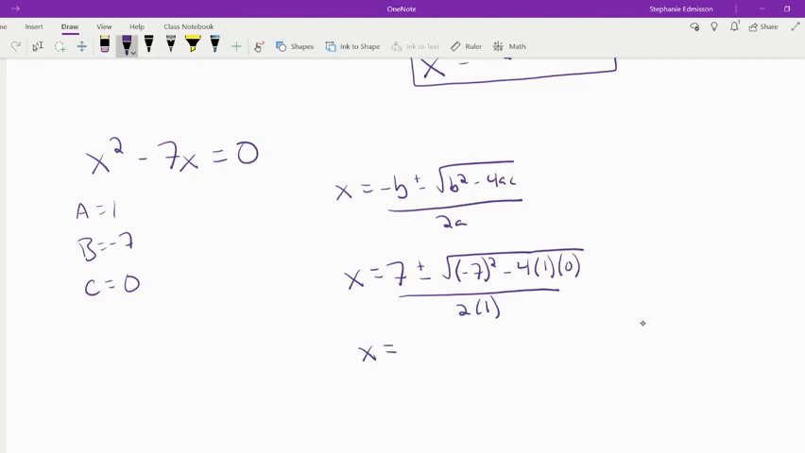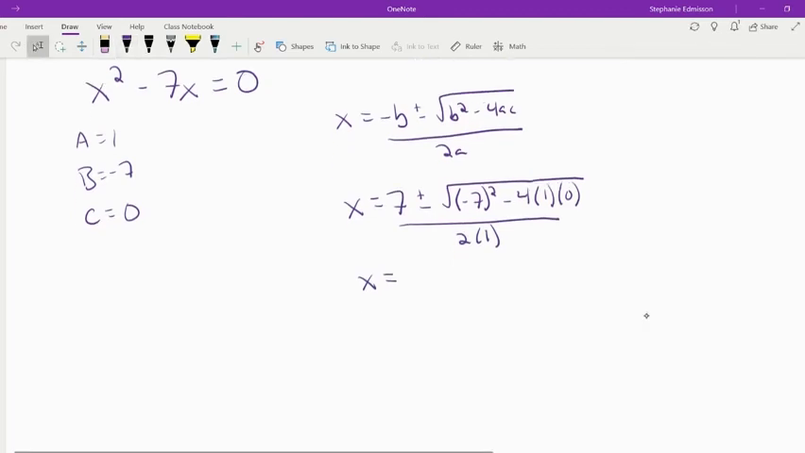Okay, so then I'm going to get x equals 7 plus or minus the square root of negative 7 times the negative 7 is 49. And then here, anything times 0 is always 0. So this is going to be minus 0, which I'm not going to write, over 2. Now this 49, it is a perfect square.